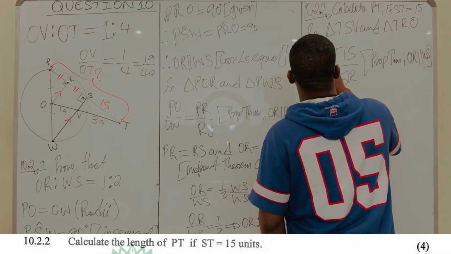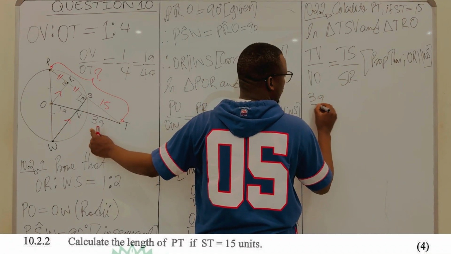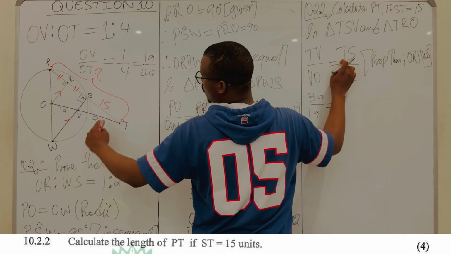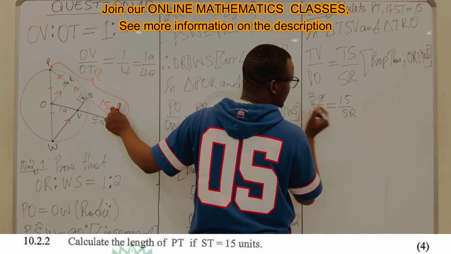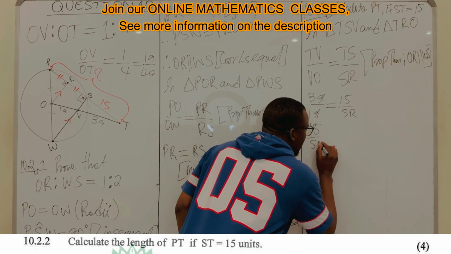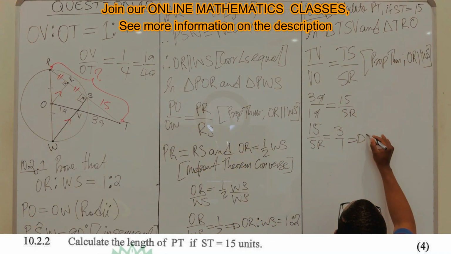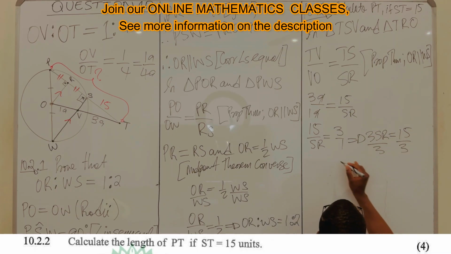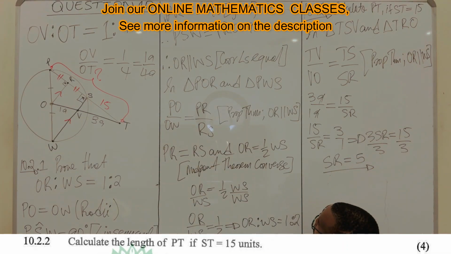So in that case, what is your TV over VO? Your TV is 3A over VO, which is 1A, is equal to TS, which you are given, is 15 over SR. So this and that go away, right? So you are left with 15 over SR is equal to 3 over 1. You cross multiply. If you cross multiply here, you get 3 SR is equal to 15. Divided by 3, divided by 3. Get that SR is equal to 5 units.